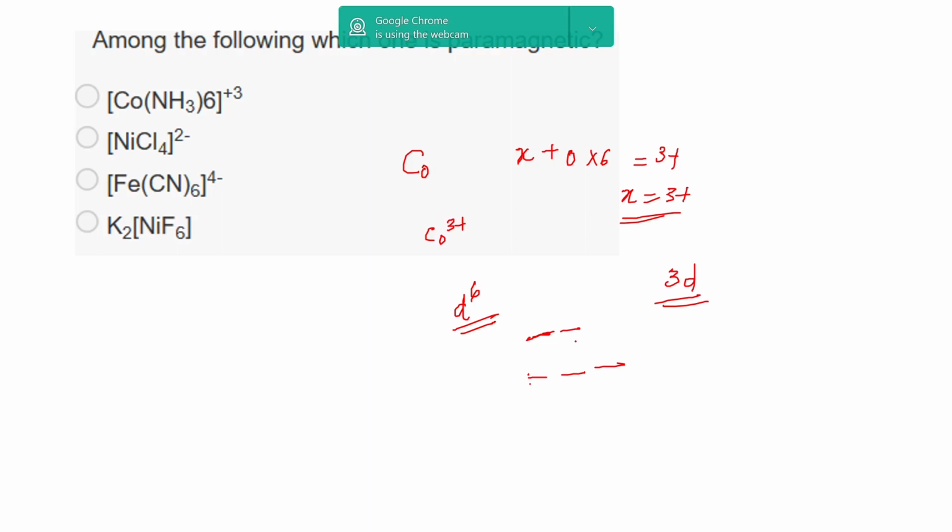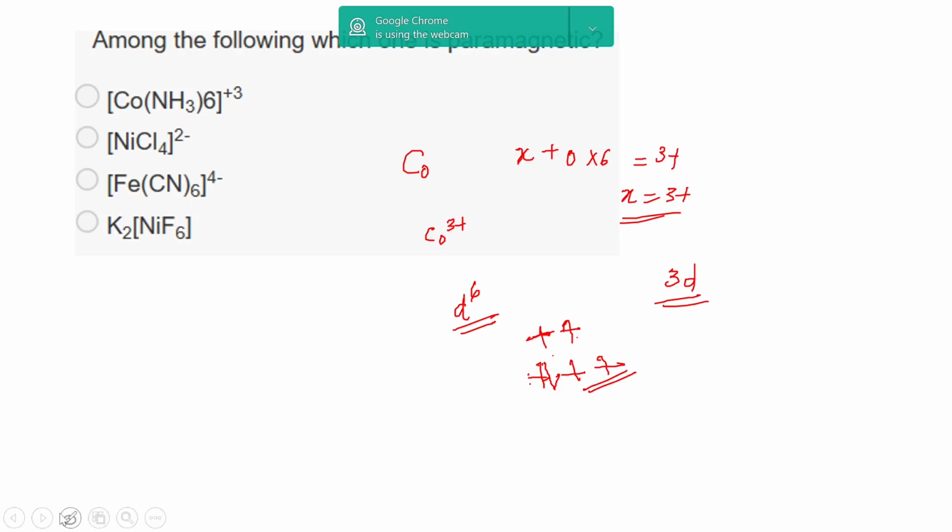So we have t2g eg splitting, right? And it is a weak field ligand, so we have to first singly occupy, then pairing will happen. 5, 6. So this is definitely paramagnetic, right? Paramagnetic means there is at least one unpaired electron, right?